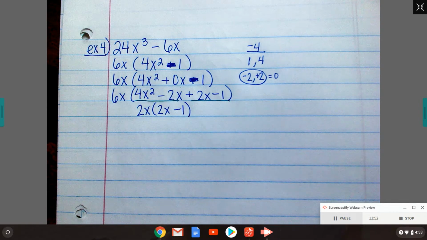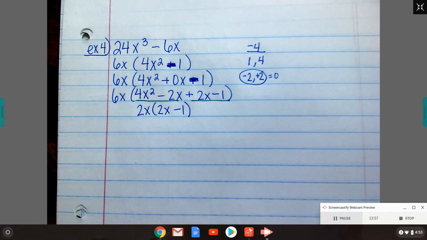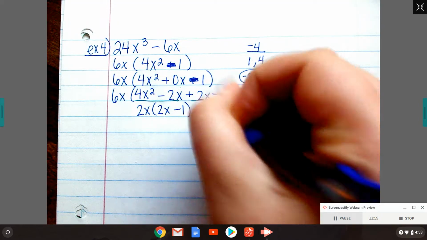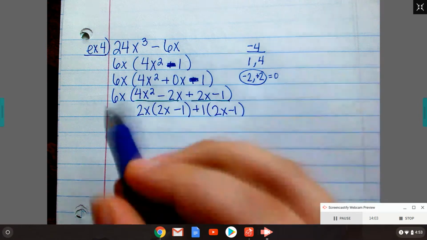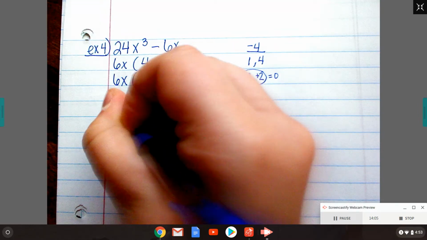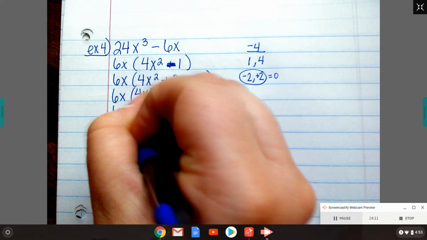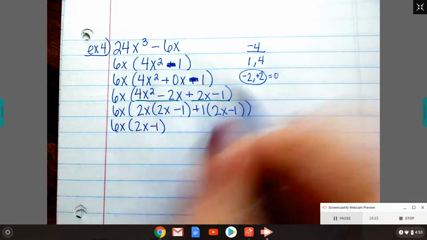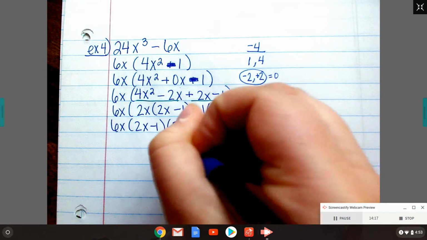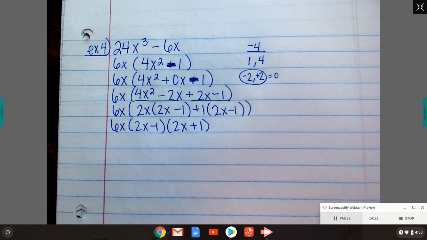My second piece, a 2 and a 1, nothing in common, x and no x at all, nothing in common again, so just plus 1, and on the inside I'm left with 2x minus 1. Don't forget about your 6x, leave him all the way on the outside out front. Now, let's see, we've got our 6x, we've got our 2x minus 1 that was in common, and we've got our 2x plus 1 on the outsides. So there we go. That is as weird as it gets.